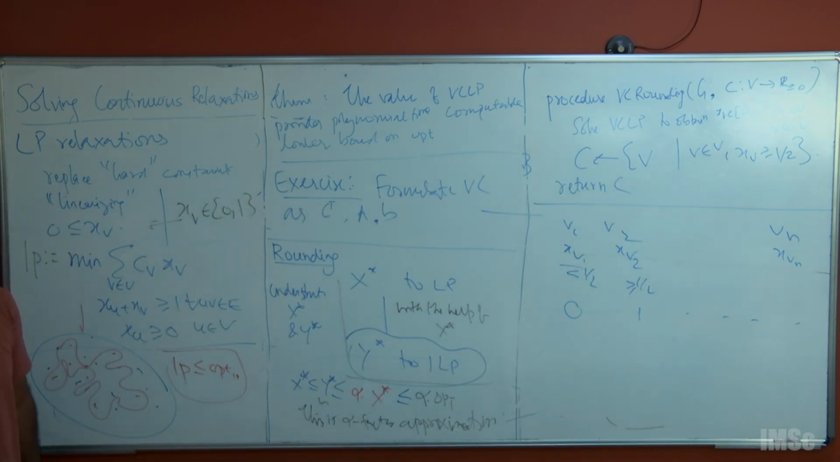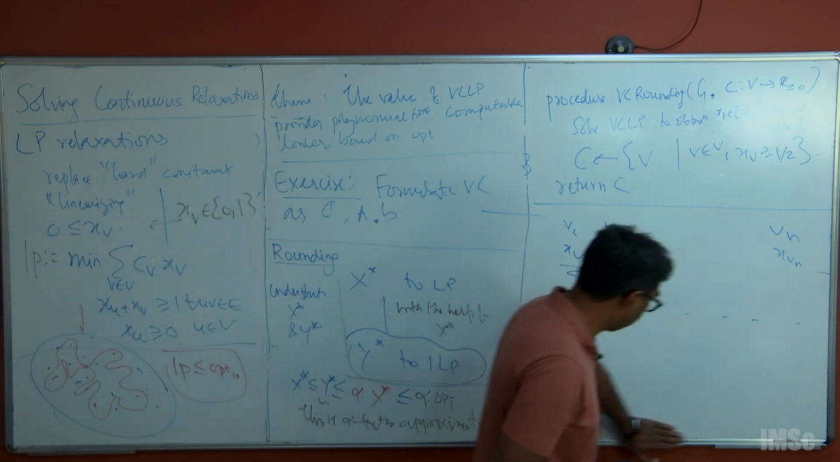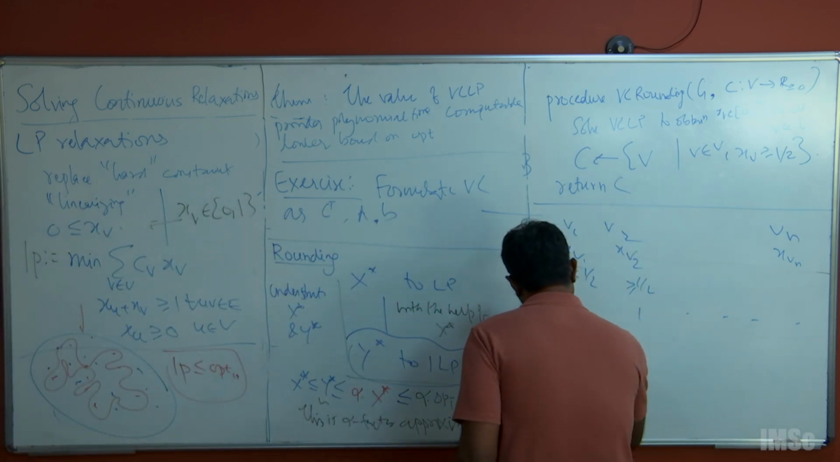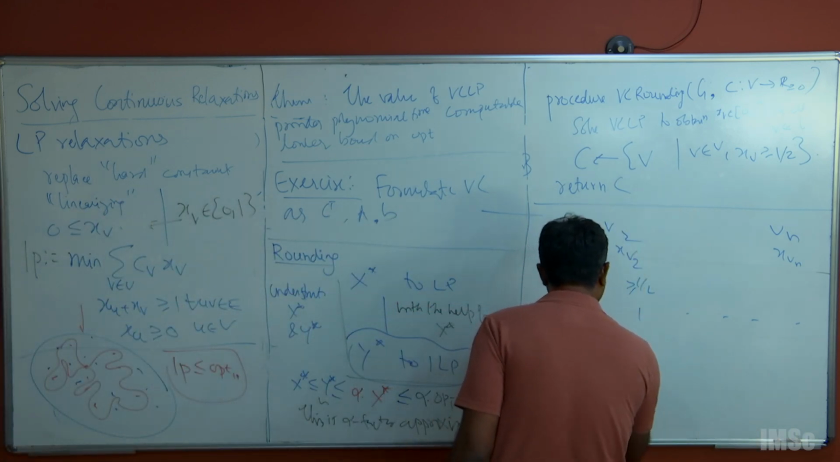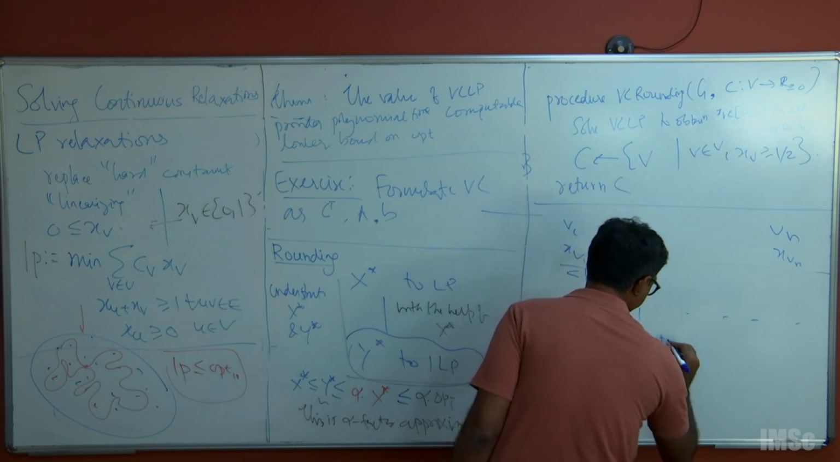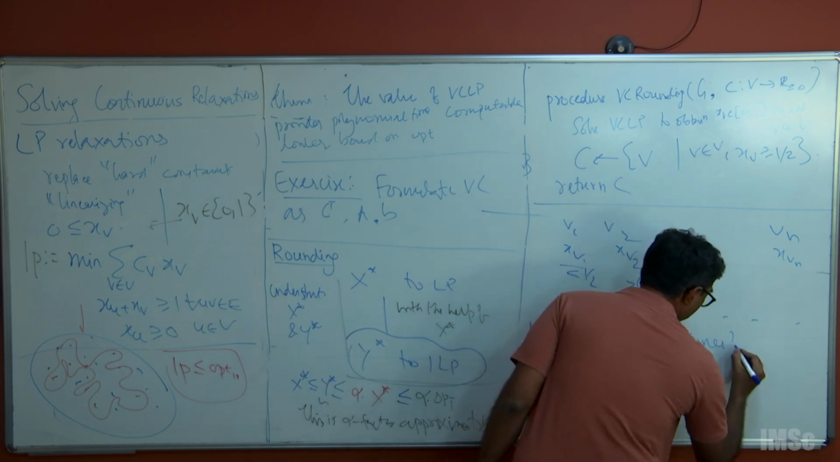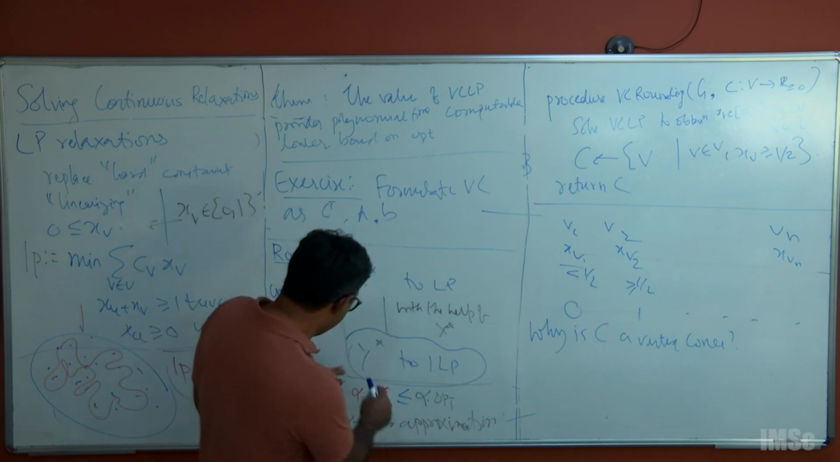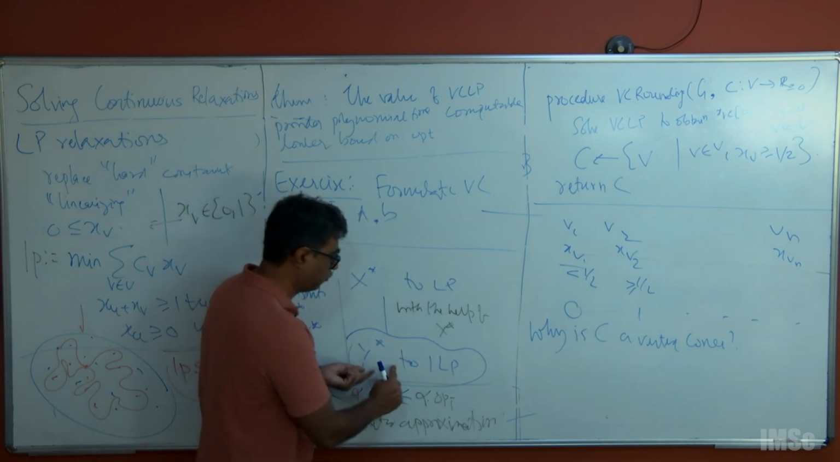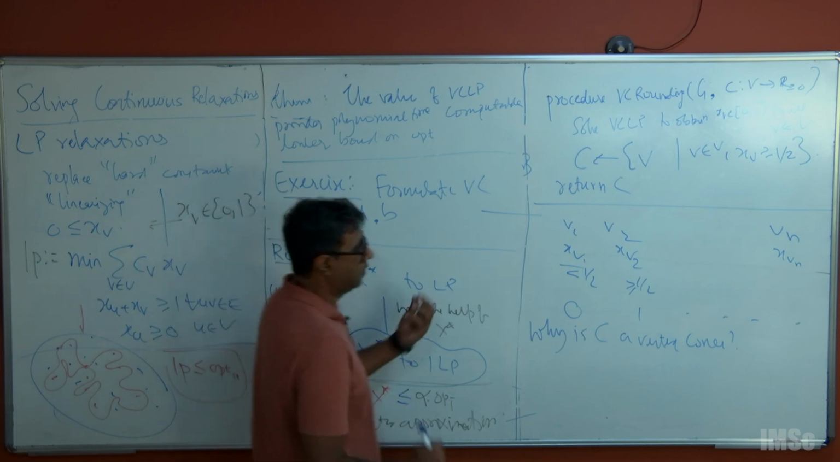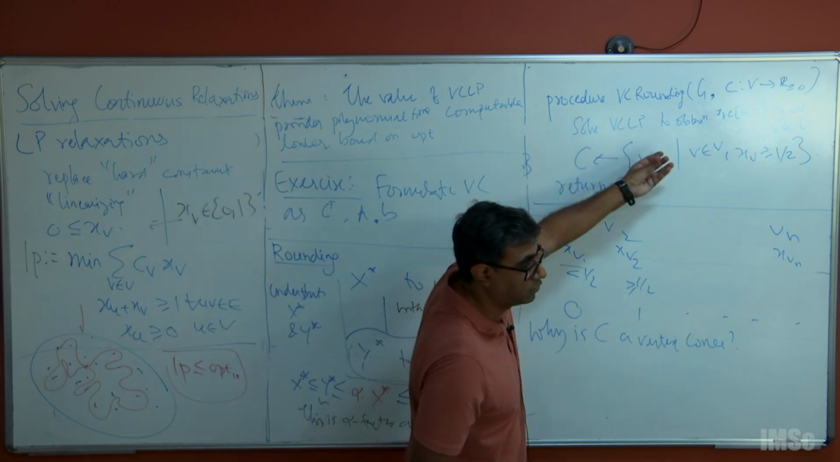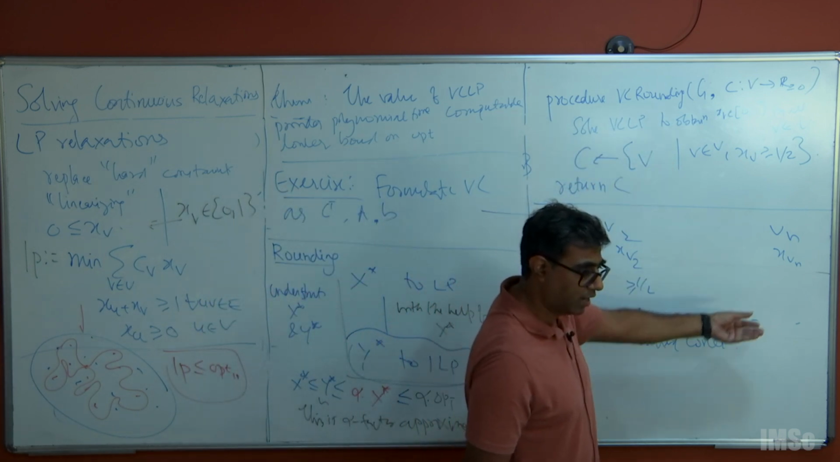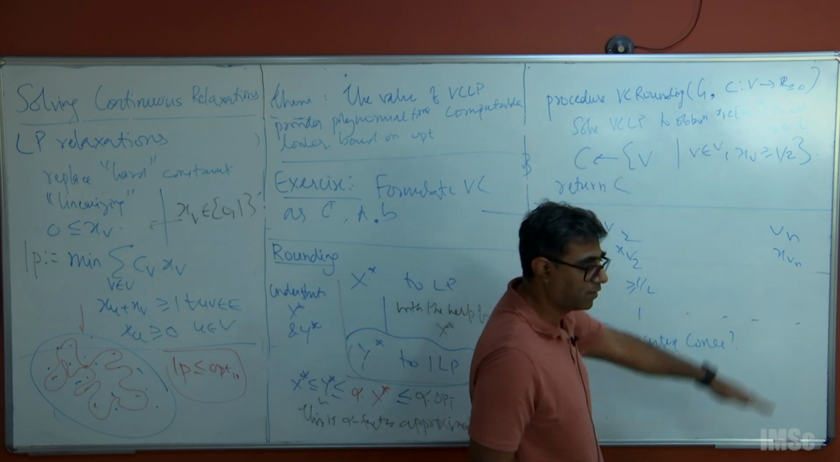Okay. So first of all, question number 1: why is C a vertex cover? So first let's prove that. Why is this even a feasible ILP solution? The y star should be a solution to the ILP. Which means we need to show that the set of vertices which I chose is a vertex cover. If it is a vertex cover, it will satisfy all these inequalities.